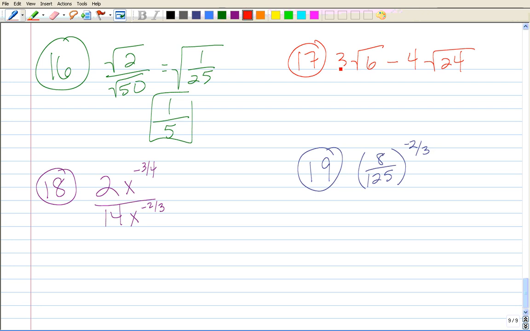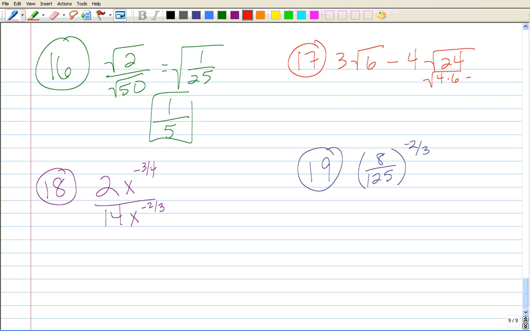Number 17. 3 square roots of 6 minus 4 times the square root of 24. So here's a little hint, we're probably looking to match this so that we can subtract since we are simplifying. But the square root of 24, I'm trying to think what's the largest perfect square that I can get out of 24. And that's 4, right? Because 24 is 4 times 6.